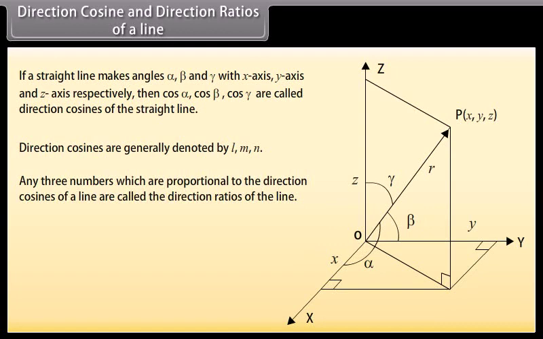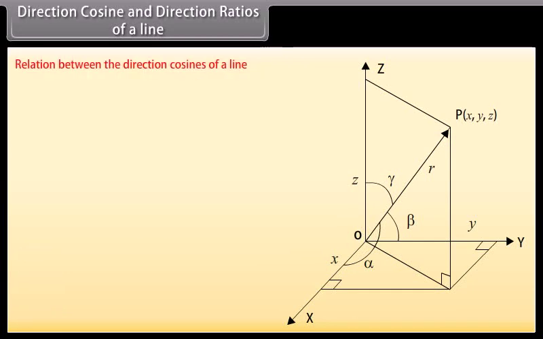Any three numbers which are proportional to the direction cosines of a line are called the direction ratios of the line. If A, B, and C are direction ratios of a line, then A equals lambda L, B equals lambda M, C equals lambda N.